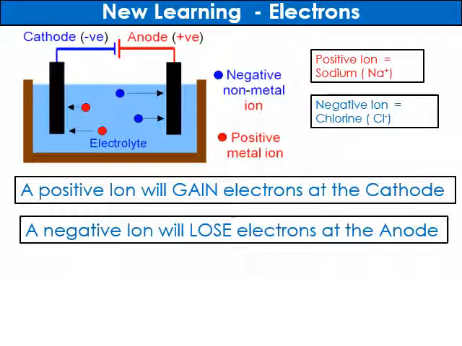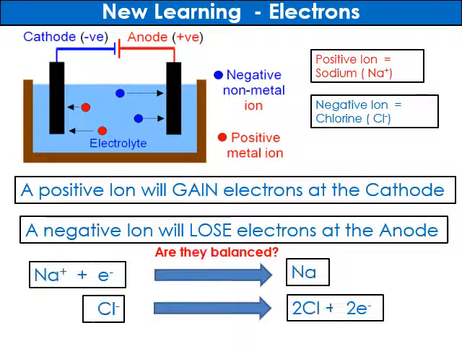Okay, so a positive ion will gain electrons when it moves to the cathode, and a negative ion will lose electrons. That is the main part you need to know, those 2 blue sentences, so I would write them down. A positive ion will gain electrons at the cathode, and a negative ion will lose electrons at the anode.